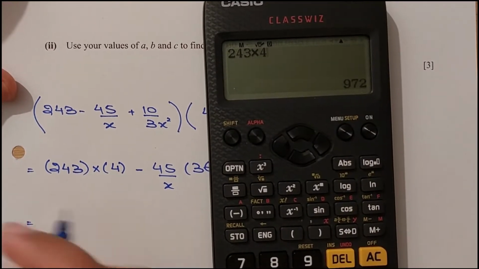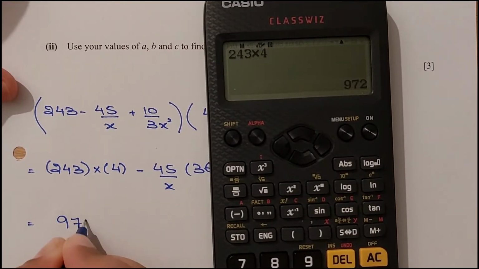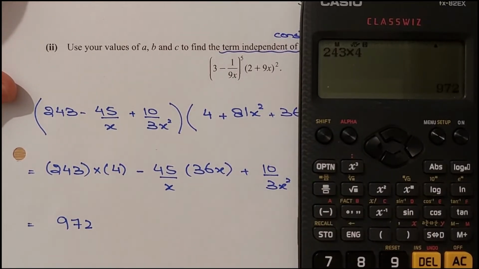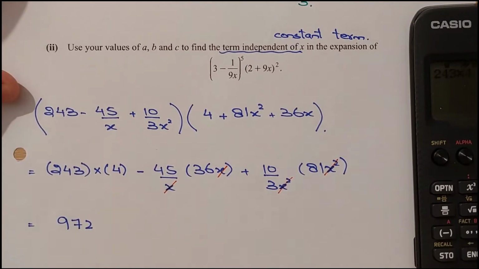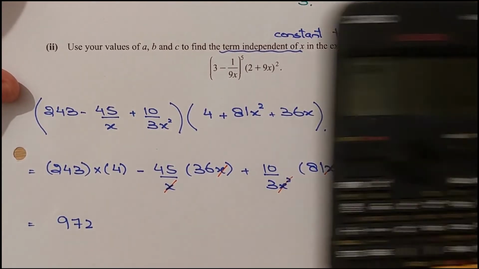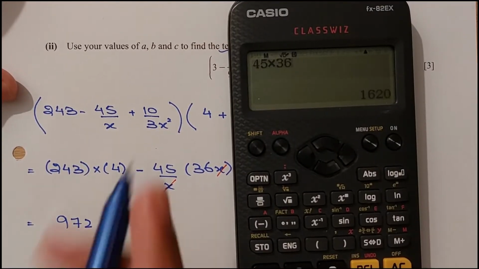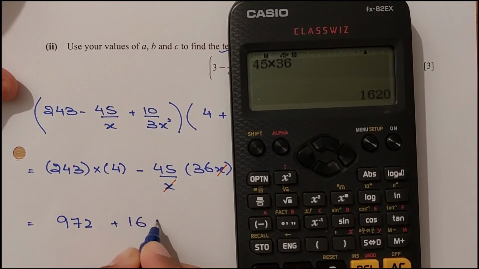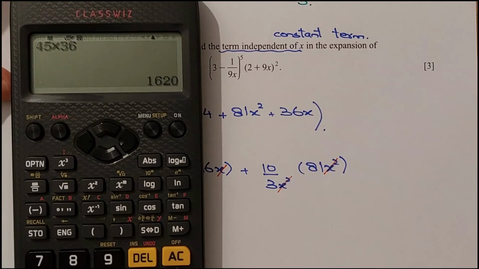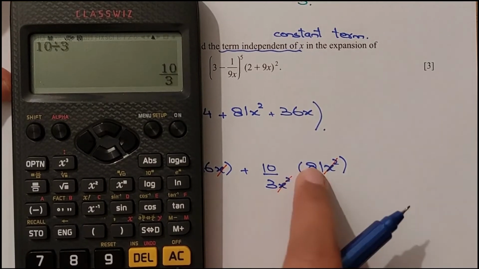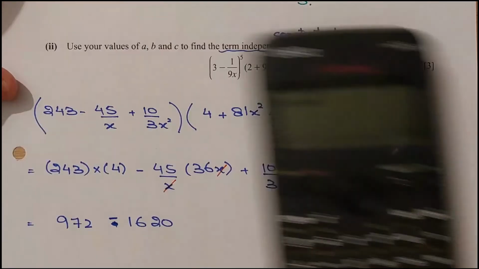243 times 4 is 972. Okay, and now we can easily cancel x with x and this x squared with x squared. Right, so 45 times 36 is 1620. Sorry, negative sign. Okay, and the last is 10 by 3 times 81. This is 270.